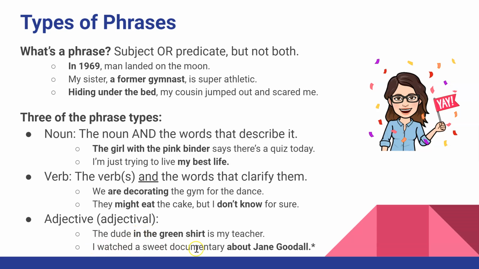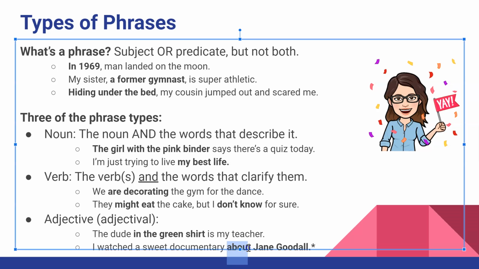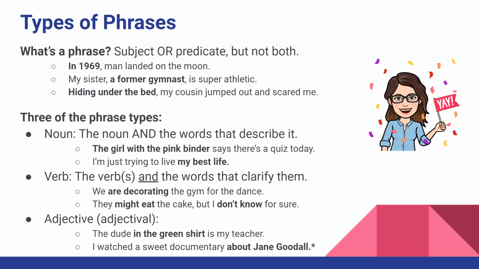I watched a sweet documentary about what? Or about who? Jane Goodall. So the 3 words about Jane Goodall are all describing documentary. Now I started this for a reason. Technically, the word about is or can be a preposition. But right now, this isn't a prepositional phrase because it's describing the documentary. It's not going to a place. We're not going about a place. Okay? If that confuses you, don't worry about it. Basically, in this moment, the word about is being part of an adjective phrase. Okay.